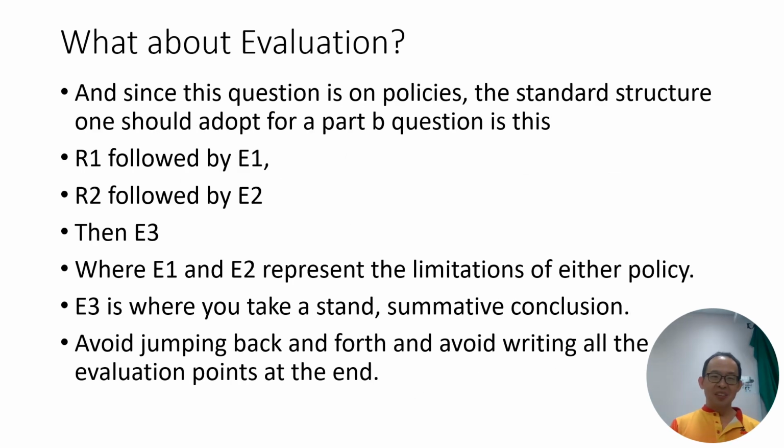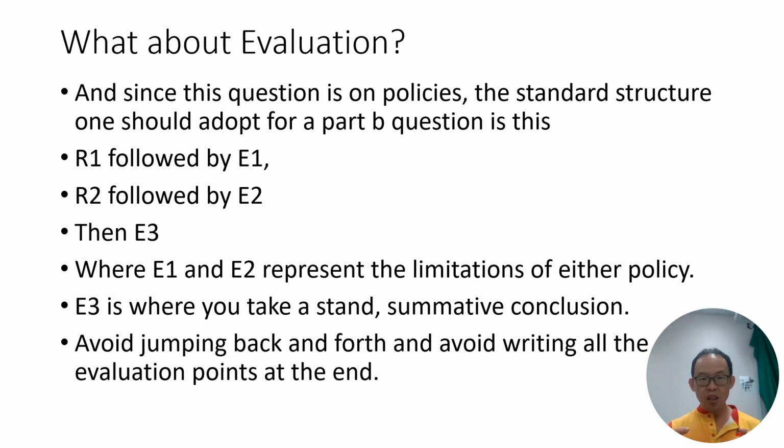What about evaluation? You should be very happy to see this question because part B is on policies. As we have told you many times, the standard structure that one should adopt for a question like this is this: you should have your R1, followed by E1, R2, followed by E2, and then finally E3. What do we mean? R1, you talk about how GRAMA helps to manage the external developments. It will be followed by E1, where E1 represents the limitations of GRAMA in tackling the external developments.